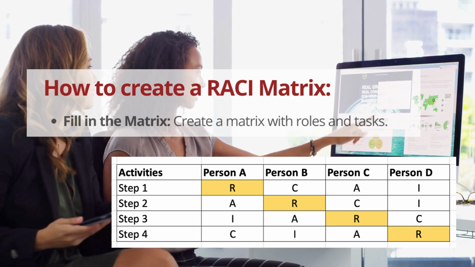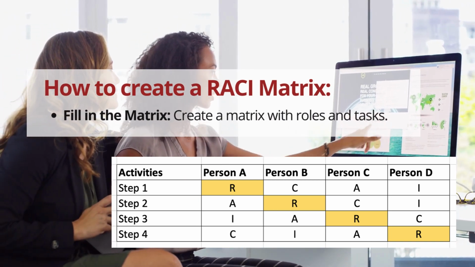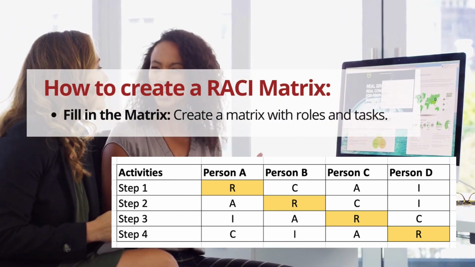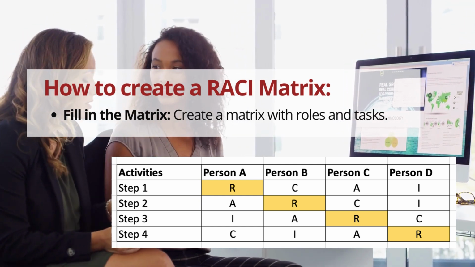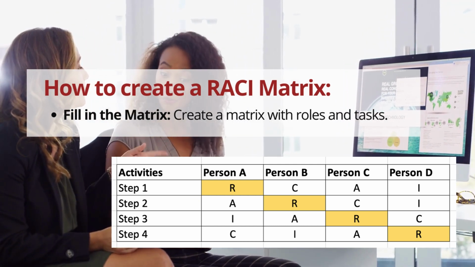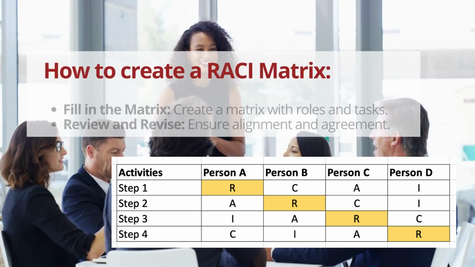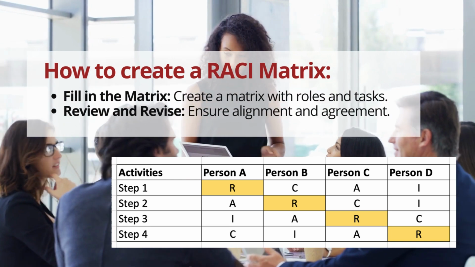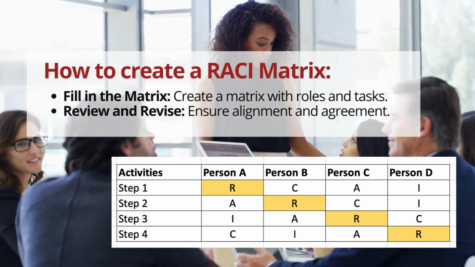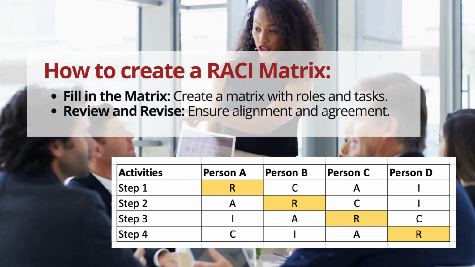Step 4. Fill in the matrix. Create a matrix with tasks as rows and the identified roles as columns. Use R, A, C, or I to indicate the respective role for each task. Step 5. Review. Review the RACI matrix with your team to ensure everyone agrees with their assigned roles. Revise it as necessary to achieve alignment.